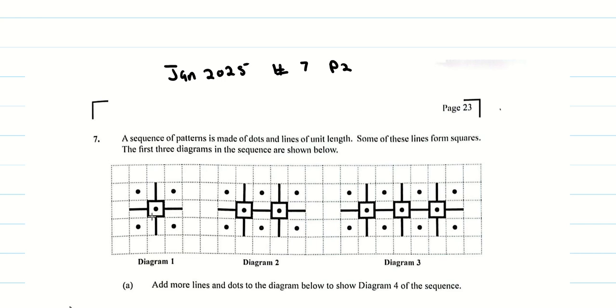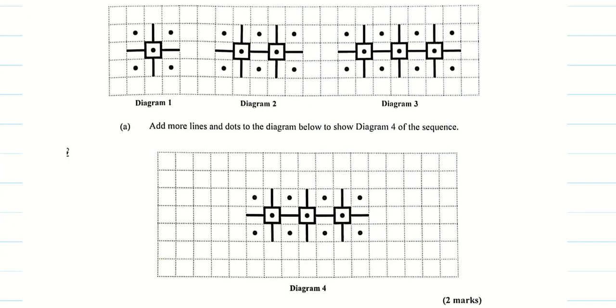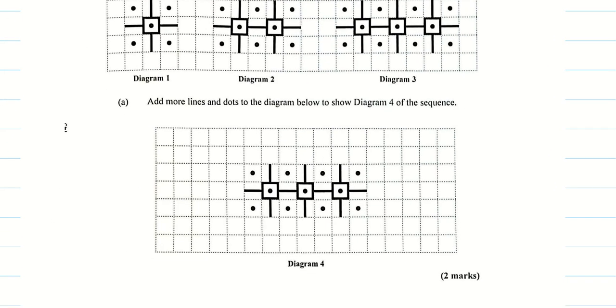So they're just basically adding this little piece here. The square, and next part going to the side, one part going down, and two dots. Right? You see the third diagram. Then they ask you to add more lines and dots in the diagram below to show the fourth diagram. So I'll do this in red.